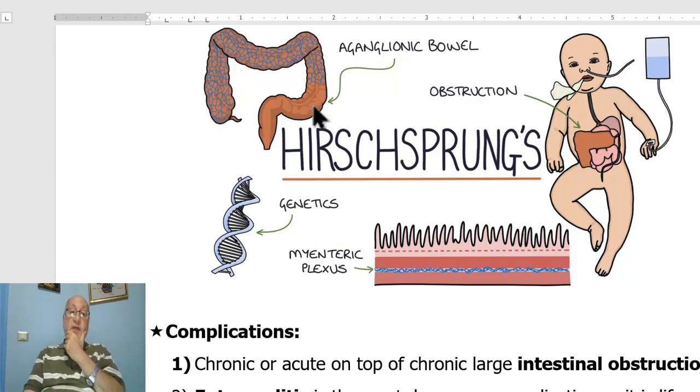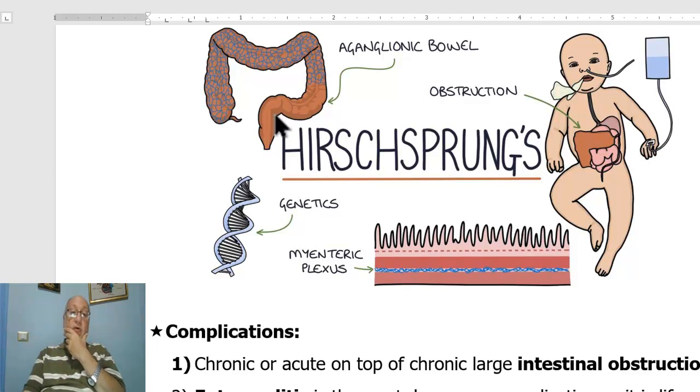Due to absence of ganglion cells, there is functional obstruction. Why? Because in the presence of ganglion cells in the myenteric or Auerbach's plexus, normally there is peristalsis: contraction of a segment with relaxation of the distal segment, leading to normal passage of feces to the outside.